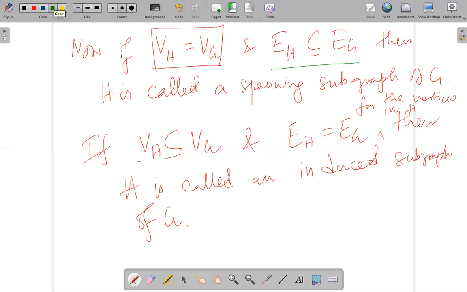So if the vertex set of H is a subset of the vertex set of G, however, all the edges that were present in G are also present in H for this particular vertex set VH, then H is called an induced subgraph of G.